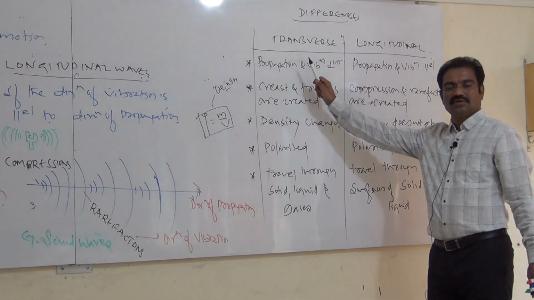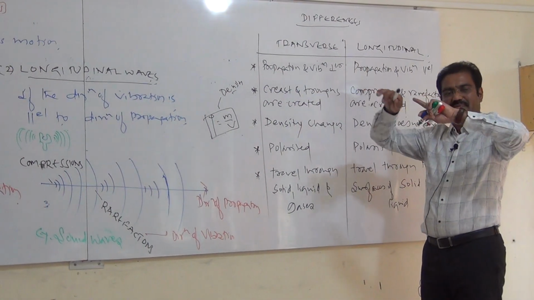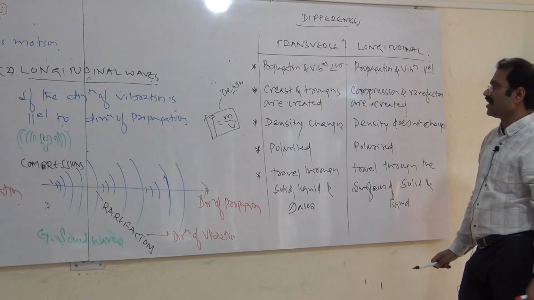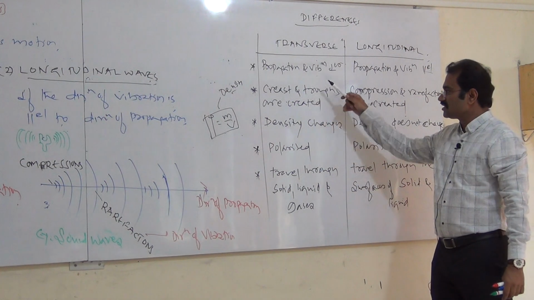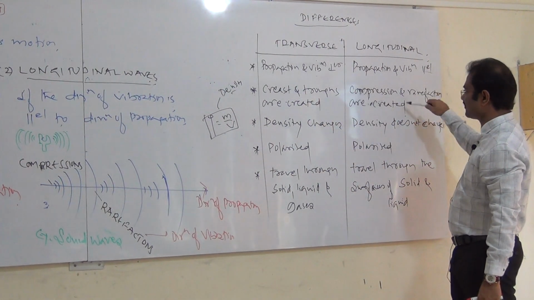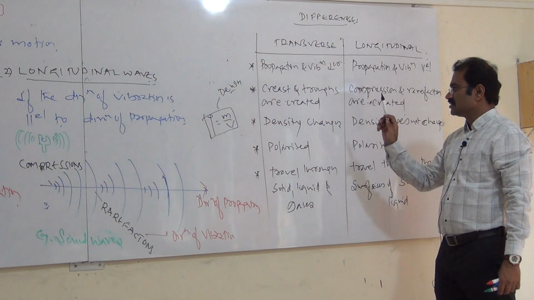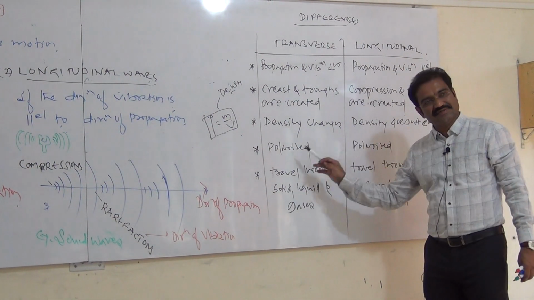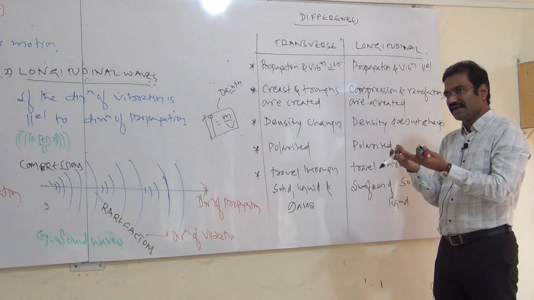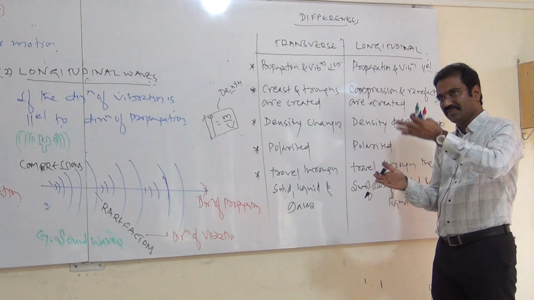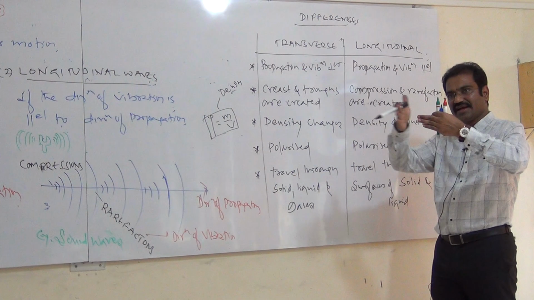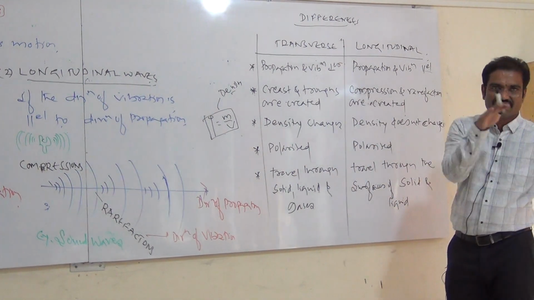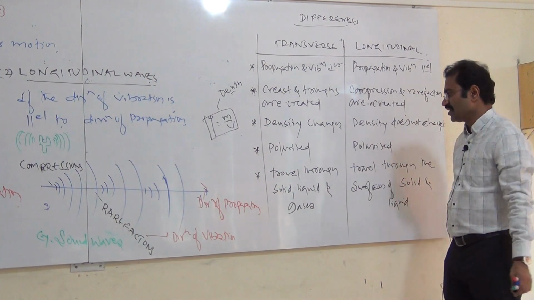Vibration and propagation, they are perpendicular here. Here they are parallel. Crests and troughs are created. Compression and rarefactions are created. Here density changes. Here density does not change. These waves can be polarized because there we can restrict one component to the single plane. Because both of them are perpendicular, we can remove one of them. But these cannot be polarized because both of them travel in the same direction.